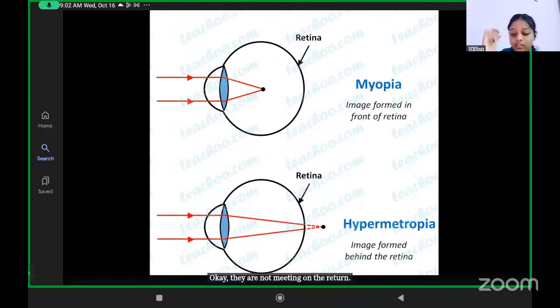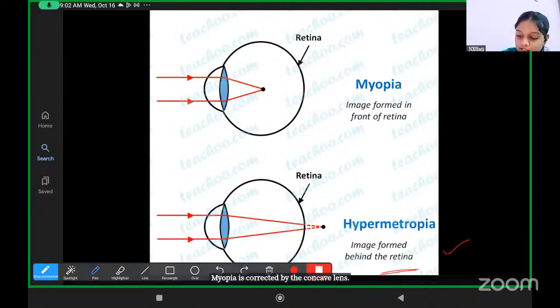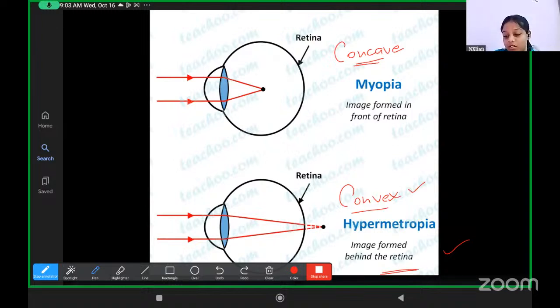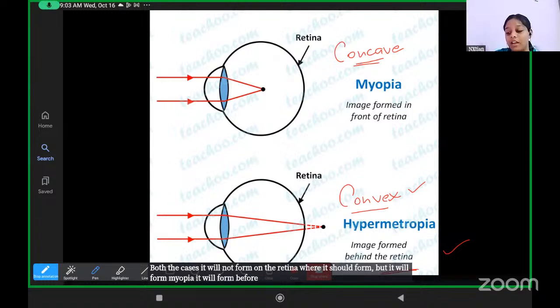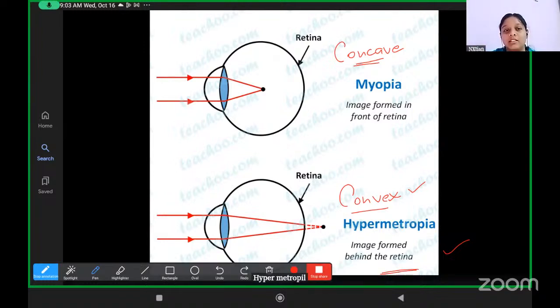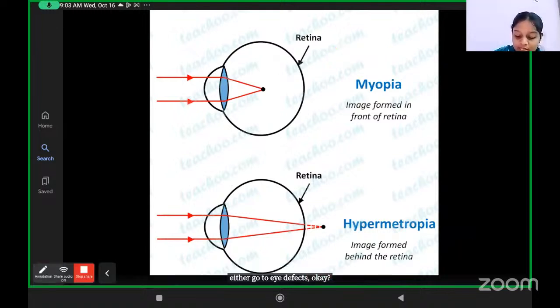Myopia is corrected with the concave lens. This is corrected with concave. Okay, this is corrected with convex. In both cases it will not form on the retina where it should form. In myopia, it will form before the retina. In hypermetropia, it will form behind the retina. These are both eye defects, problems that should not be happening.